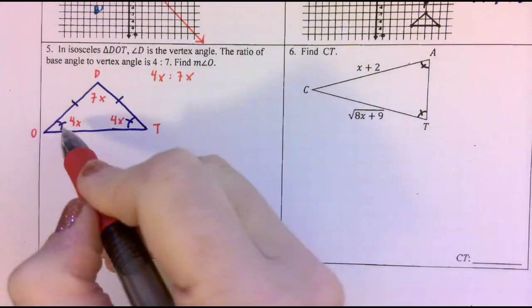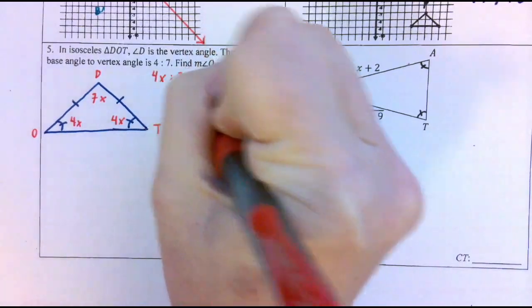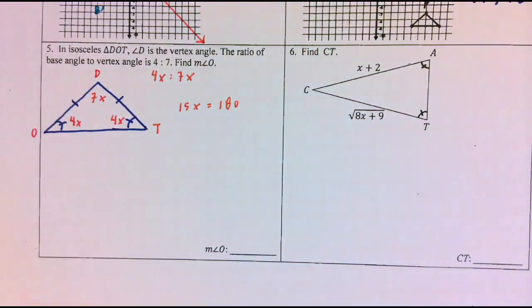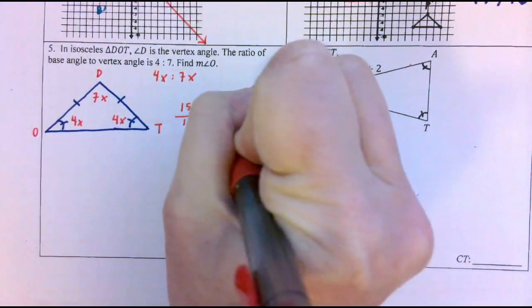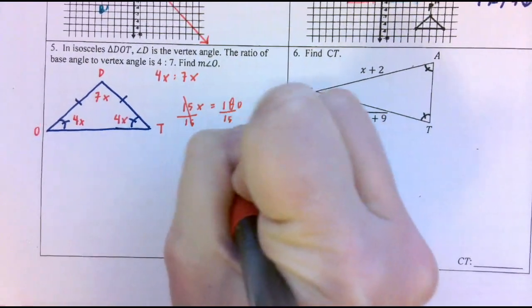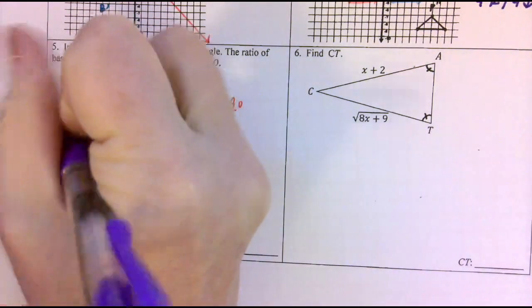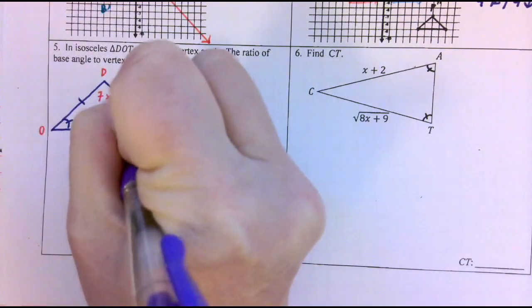So here, if I add these up, I now have 15 x's that all have to sum to 180 degrees. Okay, divide away the 15 from both sides, and we get that x is 12. So that multiplier is just 12. So 4 times 12 would get me a 48-degree measure right here and here.